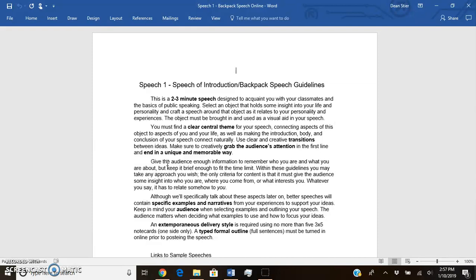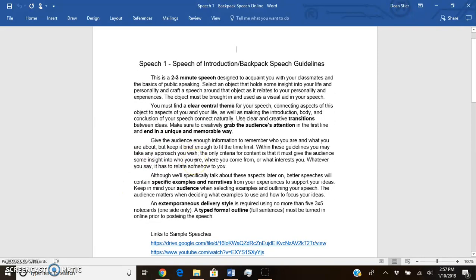So just to go through this document with you so everyone's on the same page, it's going to be a 2 to 3 minute speech. Basically, it's just for us to get to know you a little bit better when it comes to who you are as a person. So you're going to select an object that represents who you are as a person, most likely related to your personality, and you're going to craft a speech around that object and how it relates to you, the experiences you've had in life, your personality, and who you are, and maybe also your upbringing if you want to talk about that.